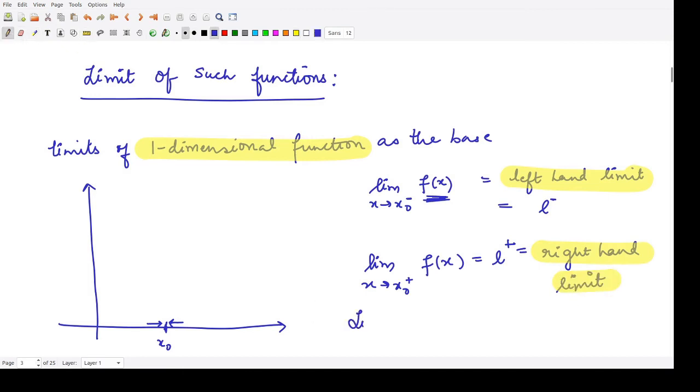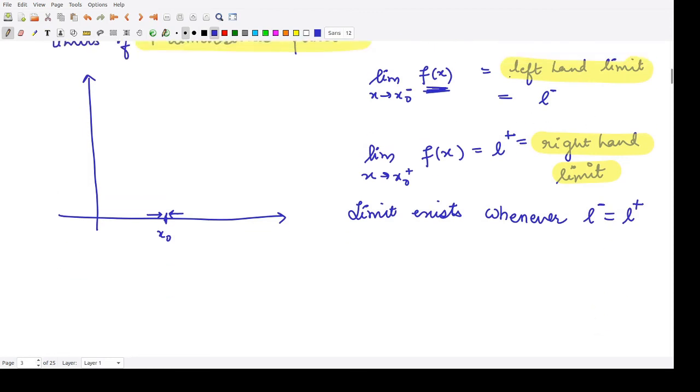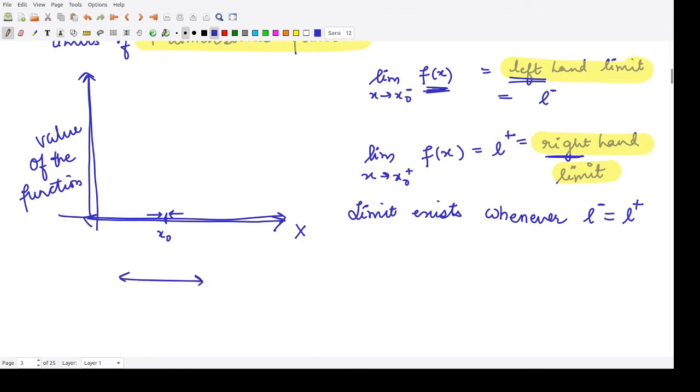So the limit exists whenever the left hand limit is equivalent to the right hand limit. Why in this case do we only take the left hand limit and the right hand limit? Because we only have this one dimension with us, the only x-axis. This y-axis represents the value of the function, and it is not the independent variable that we are talking about here. So we can only move like this. We can either go to the right or to the left. So only two directions are taken in this particular case.